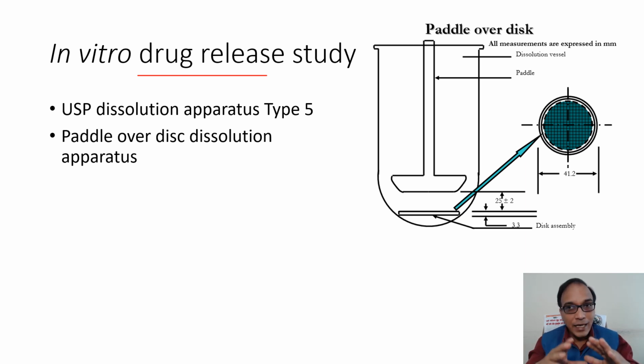Now it is called type 5. Remember this, paddle over disc. All the measurements are the same, just the disc measurements are like this, as we have mentioned here. So please do remember the specs of this USP dissolution apparatus type 5, which is meant for in vitro drug release study of the transdermal films or transdermal delivery systems.